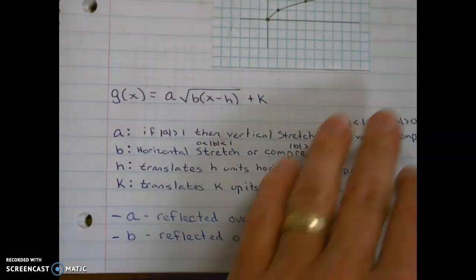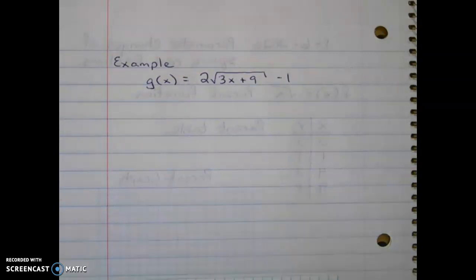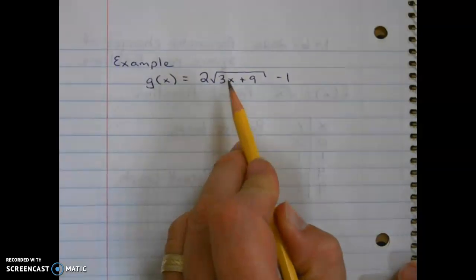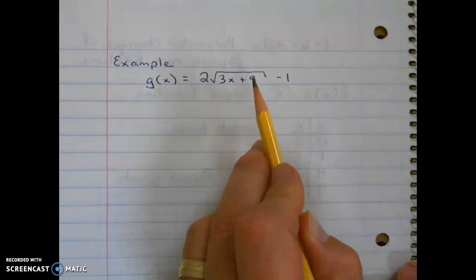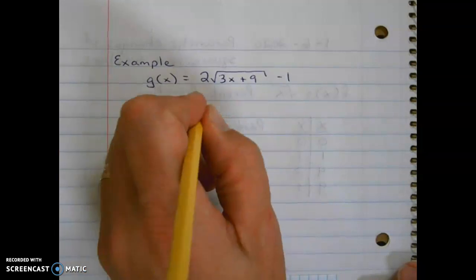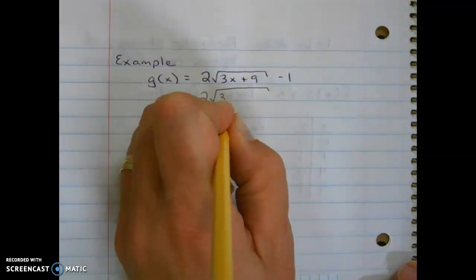Okay, so let's look at an example. Let's say we have this problem. As you look at it, the very first thing you should do is factor out that b value to get a clearer understanding of what h is, because h is not -9. Okay, so let's factor it out. So remember, factoring means to divide.